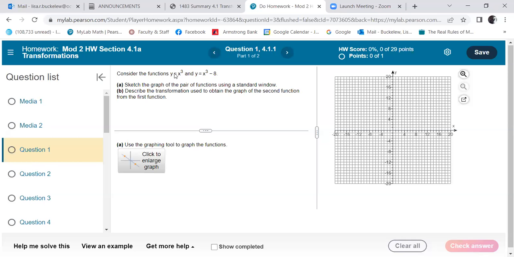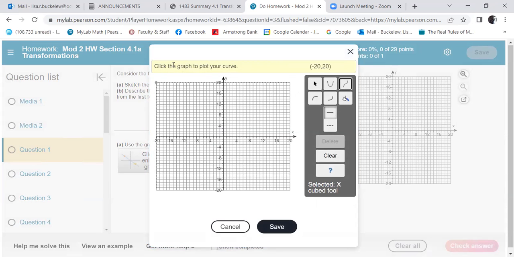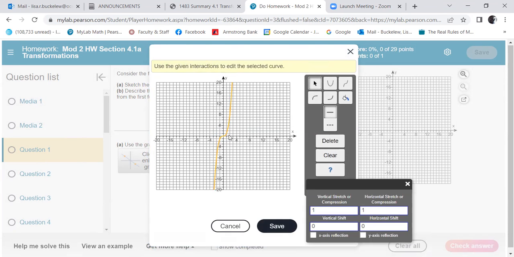And if it says x cubed and x cubed minus 8, we're going to graph them both together. So when we go to hit the grapher, you have to first just put down the key graph, which is x cubed. When you roll over it, it will pop up and say, there's the x cubed tool, and then follow the instructions. So just click the graph to plot your curve. I think when you start, you can click anywhere and it will lay in that x cubed standard graph.